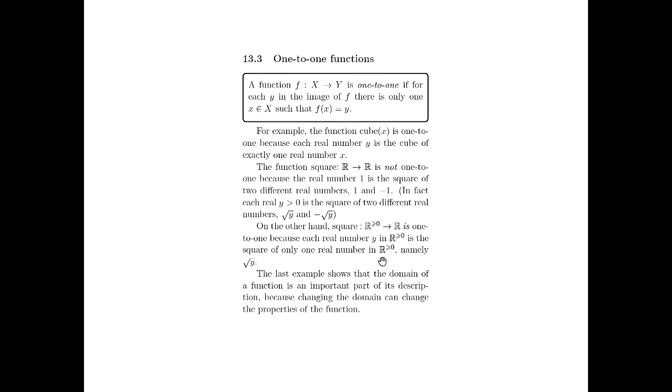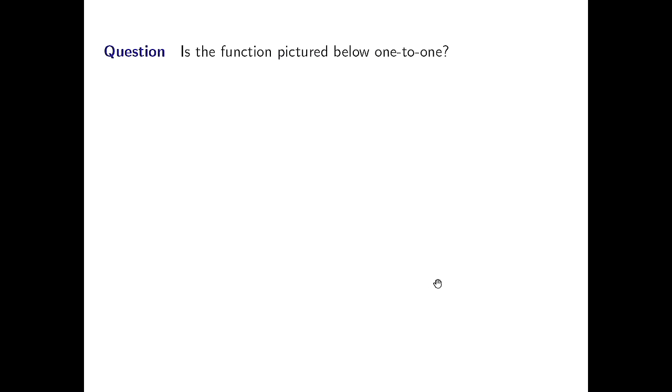But be a bit careful. This was talking about square the function from reals to reals. If we had defined square to be a function from non-negative reals to reals, then it would be one-to-one, right? Because now we know our inputs are non-negative real numbers, and so there's only one of them which squares to give something. So again, if you change the domain and the codomain, you get a different function. It might have different properties. It might be different in terms of its one-to-one and onto-ness.